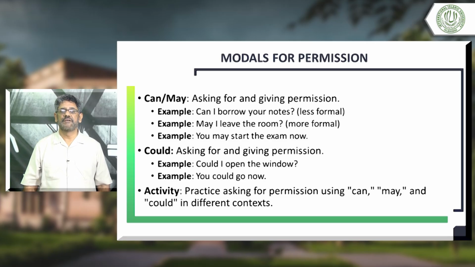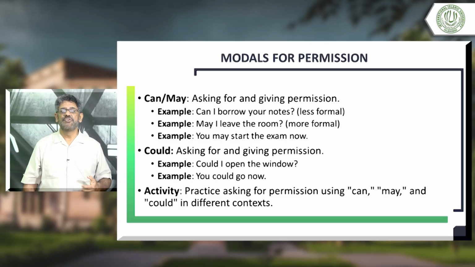Then we have could. Asking for and giving permission again. Could I open the window? For example, I need some fresh air, but I need to ask my friends. Could I open the window? Maybe somebody has got a cold, is not feeling well. So he may say, no, sorry, I'm sick, don't do that. So could I open the window? This means I'm asking for permission. It also has a request in it, okay?